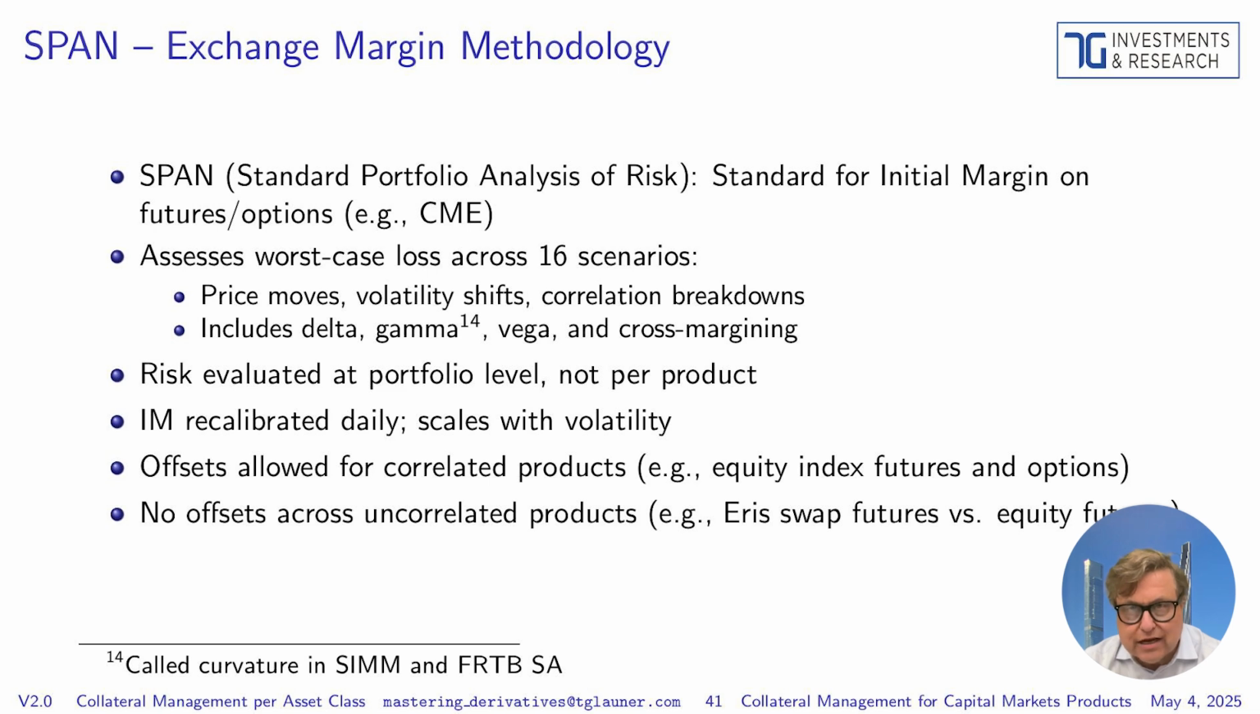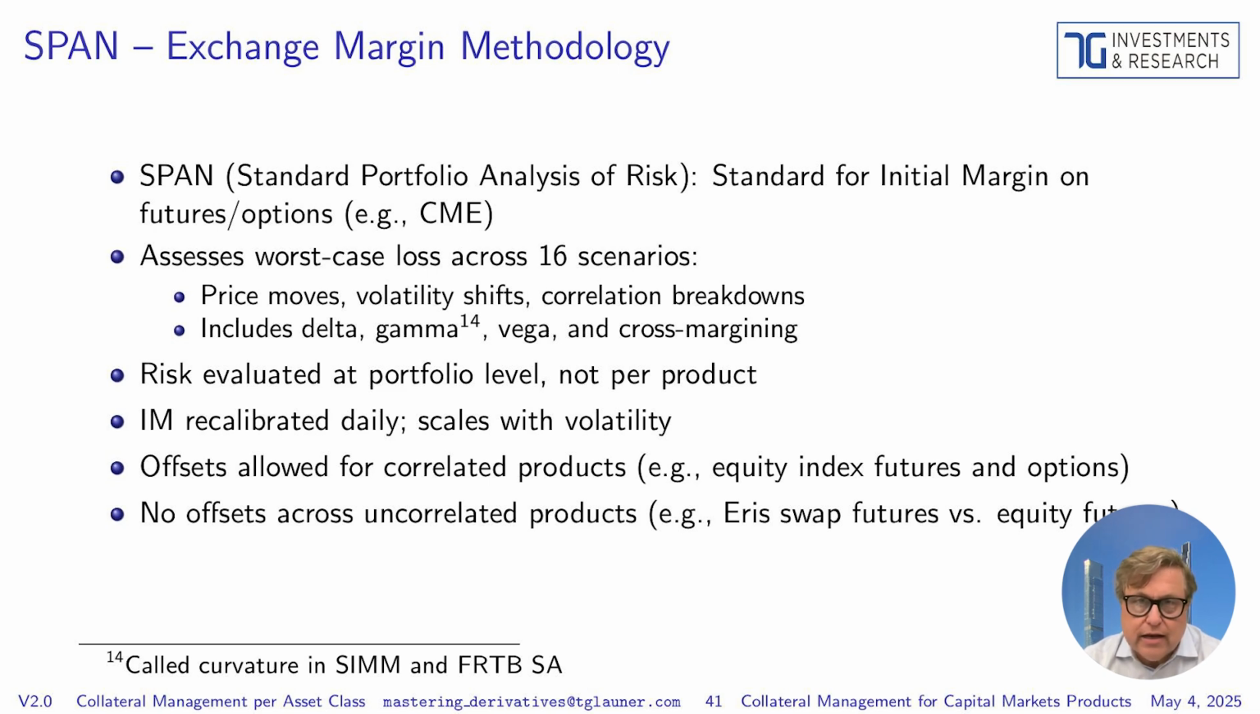Both refer to second-order sensitivities due to convexity of the mark-to-market function in respect of the risk factors. Importantly, risk is assessed at the portfolio level rather than for individual products. The initial margin is recalibrated daily to reflect changes in market volatility. As market volatility increases, so does the initial margin requirement.